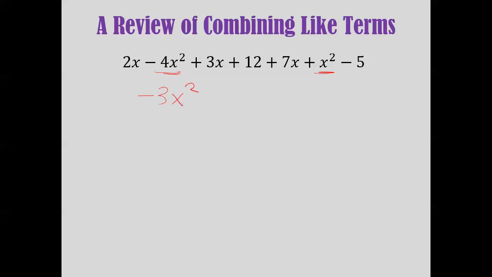And then I've got a 2x and a 3x and a 7x. Those three are also like terms. We can combine those and get 12x. And then we've got a constant of 12 and a constant of negative 5, and we can combine those and get 7. So we've got a resulting expression that is a simplification of what we started with.